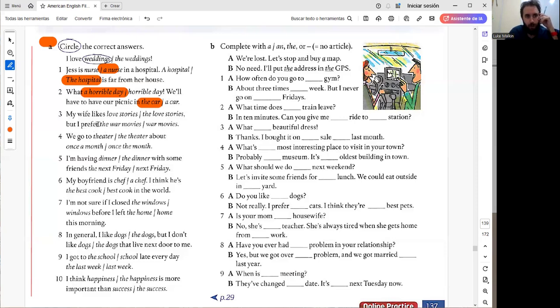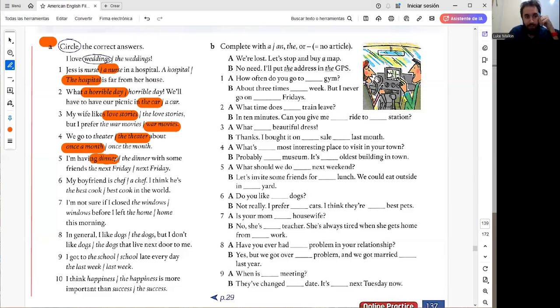Number three, my wife likes love stories generally, but I prefer war movies generally. Or we go to the theater because there's probably only one, so it's the most important one in the city, about once a month. This is an adverb of frequency, an expression of frequency: once a month, one time a month.